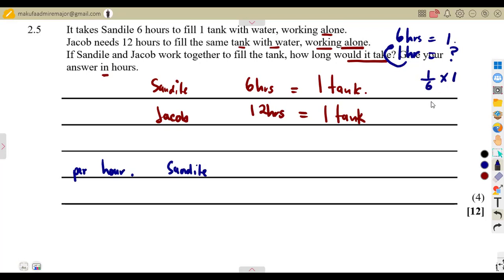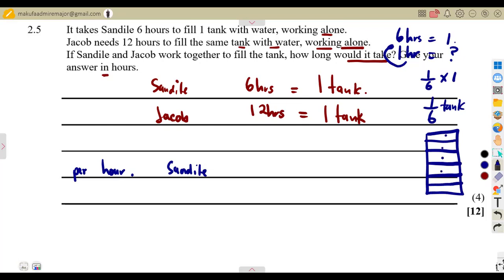So meaning to say she's going to fill 1/6 parts of the tank. 1/6 parts. So it's like a tank. It is made up of 6 parts. 1, 2, 3, 4, 5, 6.